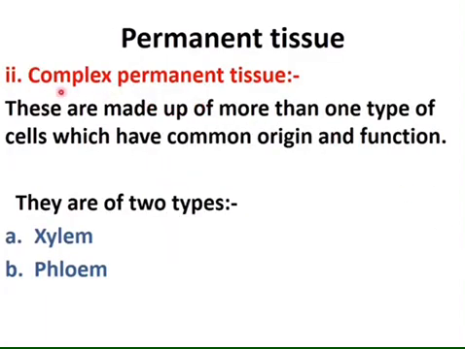Now the second type of permanent tissue. Till now we have learnt about the first type of permanent tissue, that is simple permanent tissue, which is made up of only one type of cells. Now we will learn about complex permanent tissue, which is made up of more than one type of cells, and it also has a common origin and function. The types of complex permanent tissue are xylem and phloem. So now we are going to study this type of permanent tissue and its types.